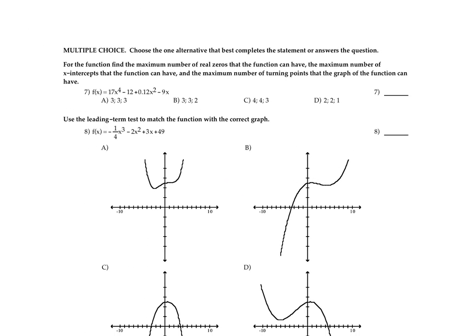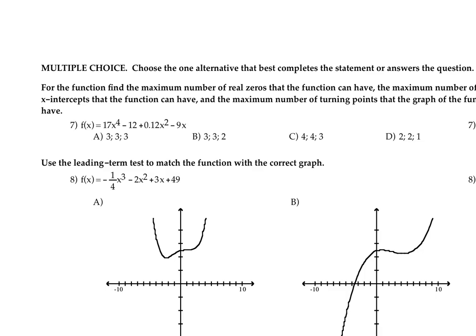Okay, this one here, based off of the degree. So as I look at number 7, what is the degree? 4, okay? That's the first thing we have to decide. The degree is 4. If I have a degree of 4, it's asking me 3 questions here. How many real zeros can I have? 4, okay? How many x-intercepts could I have? 4, okay? How many turning points could I have? 3. It's always one less. So 4, 4, 3 is what we want.